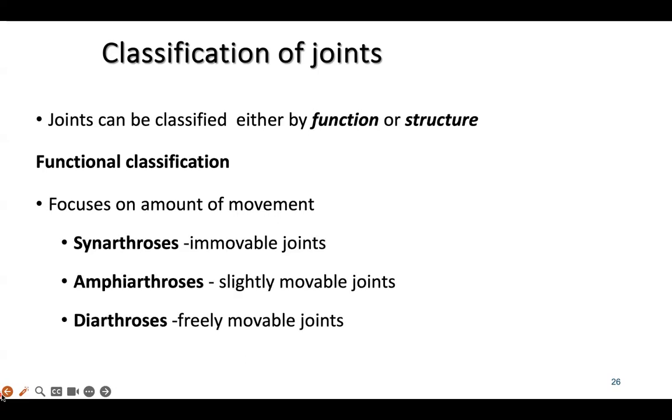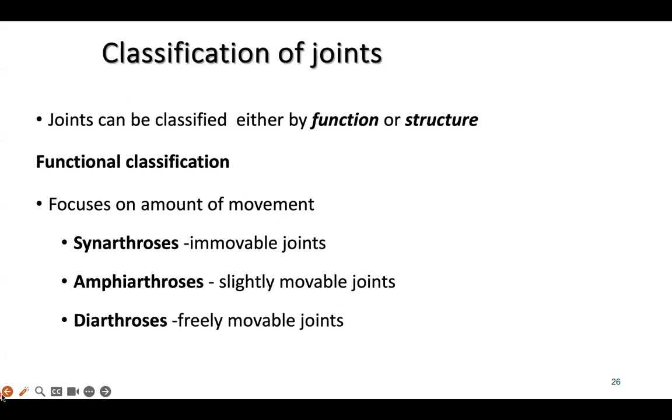First, we have synarthrosis. These are immovable joints. For example, sutures, the joints in our skull, are immovable joints. The second type is amphiarthrosis. These are slightly movable joints. For example, the joint between the two pubic bones, the symphysis pubis joint, is a slightly movable joint. So it's an example of amphiarthrosis.